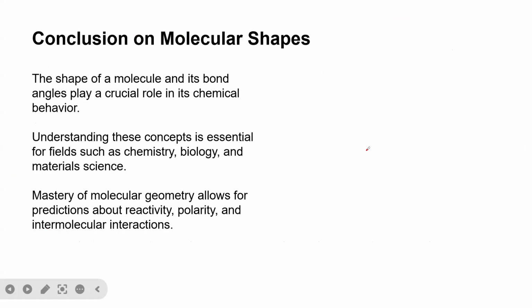So, in conclusion on molecular shape, the shape of molecules and their bond angles play a crucial role in chemical behavior. Understanding this concept is essential for fields such as chemistry, biology, and material science. The mastery of molecular geometry allows for prediction of reactivity, polarity, and intermolecular interactions. So, ladies and gentlemen, you should understand that knowing the shapes of molecules is very, very important.